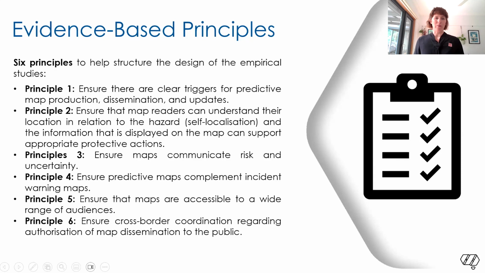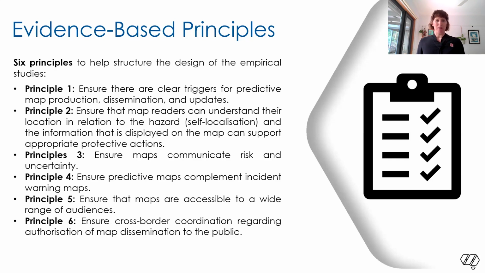For principle 2, we're looking to ensure that map readers can understand their location in relation to the hazard, and that the information that we put on the map can support appropriate protective actions. We know if there's too much information on the map, people will become confused. So what do we need to be putting on these maps under different scenarios to make sure that we're using them to their best ability?